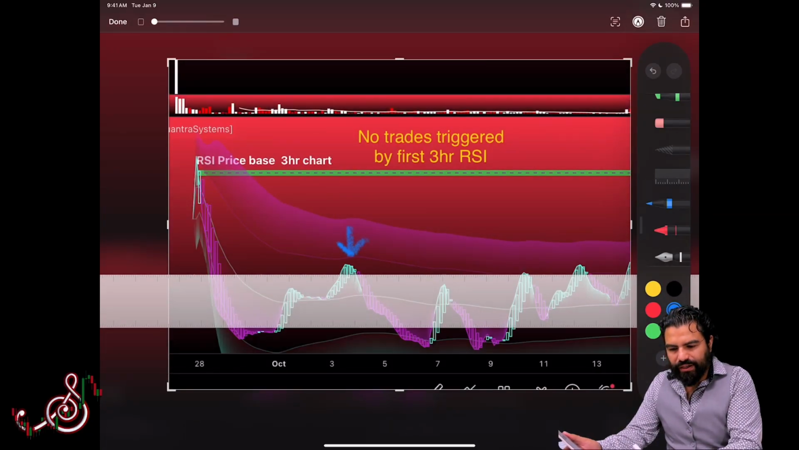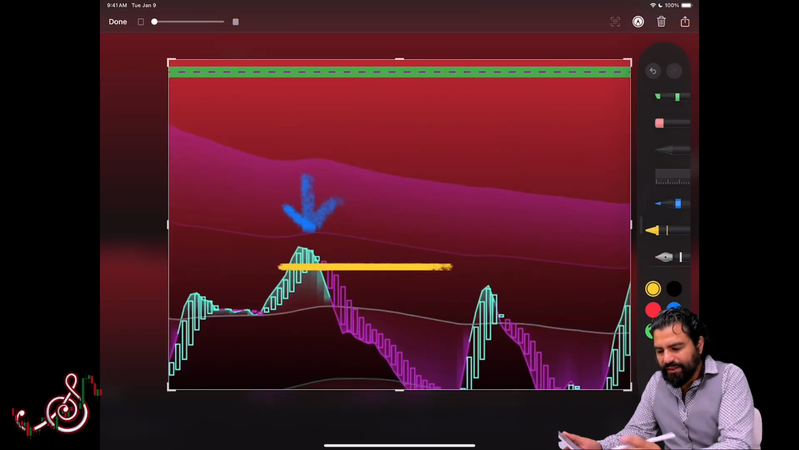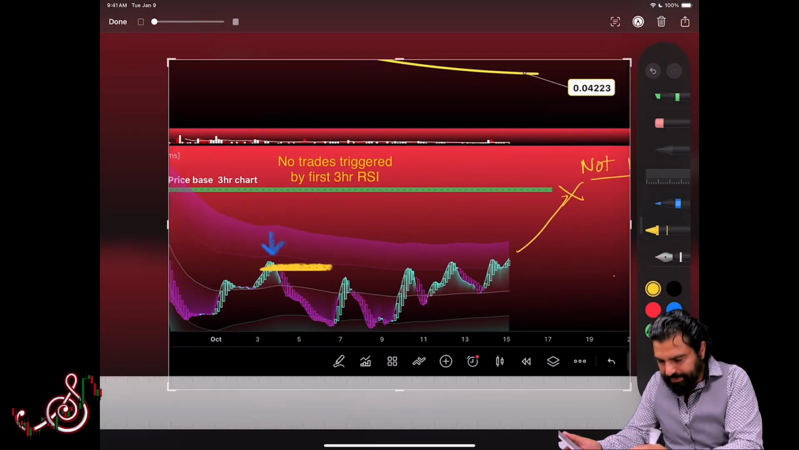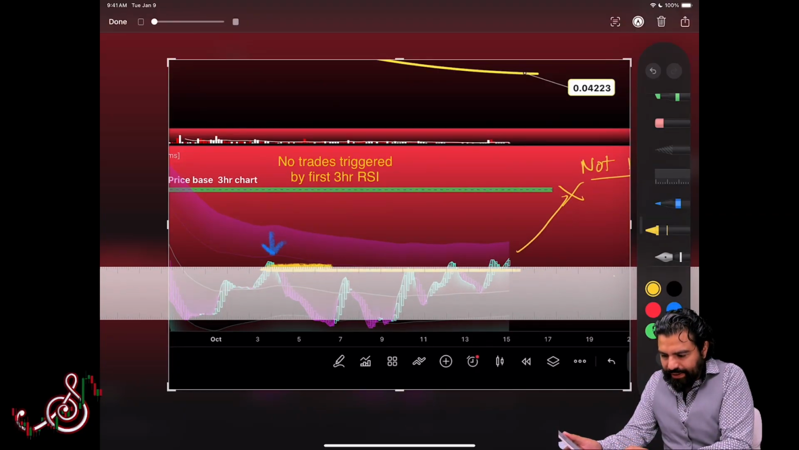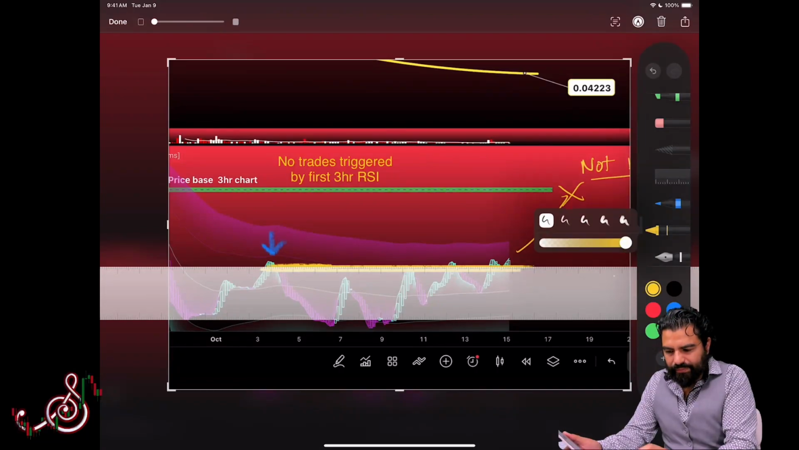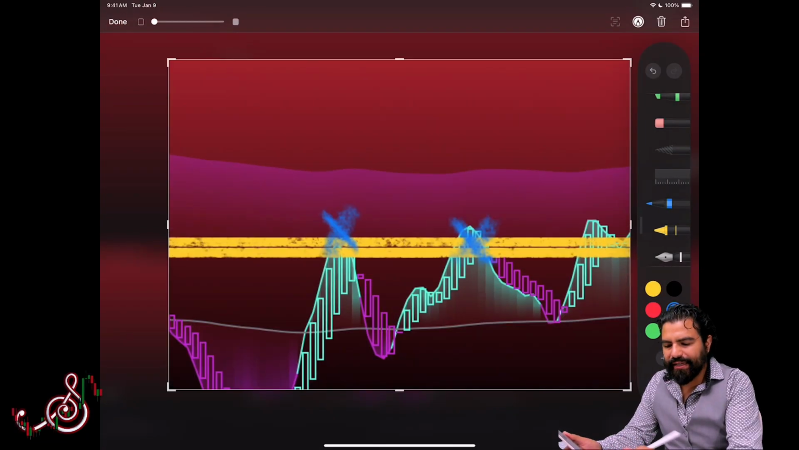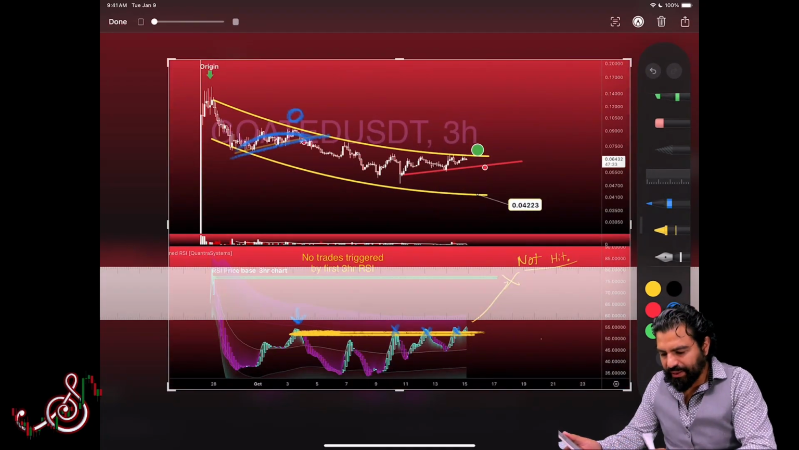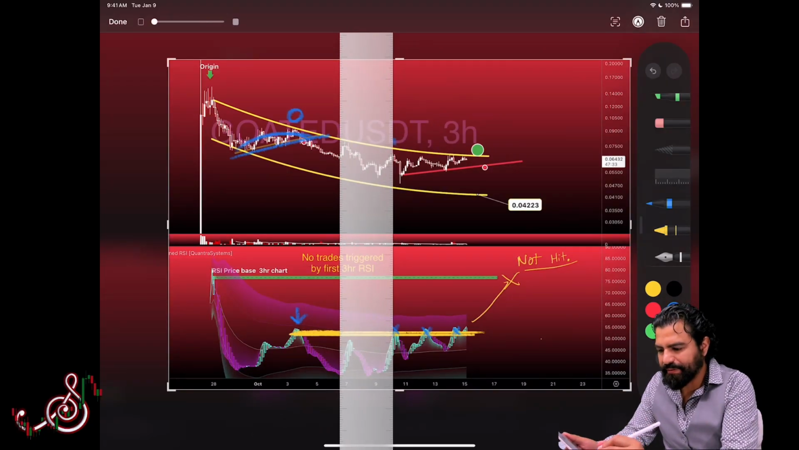So we're going to draw our RSI next price base. This is going to be our secondary RSI price base top, and we're going to use that to trigger our trades. Now we can already see this is working quite nicely, because we trigger a top here and now. Those corresponding areas do have valid tops.